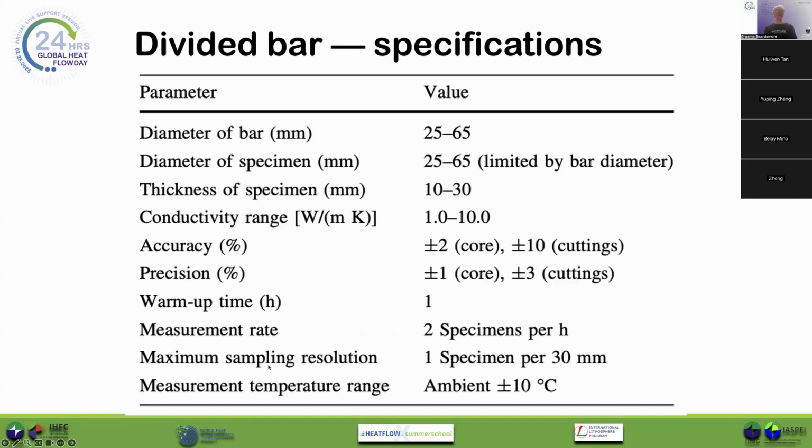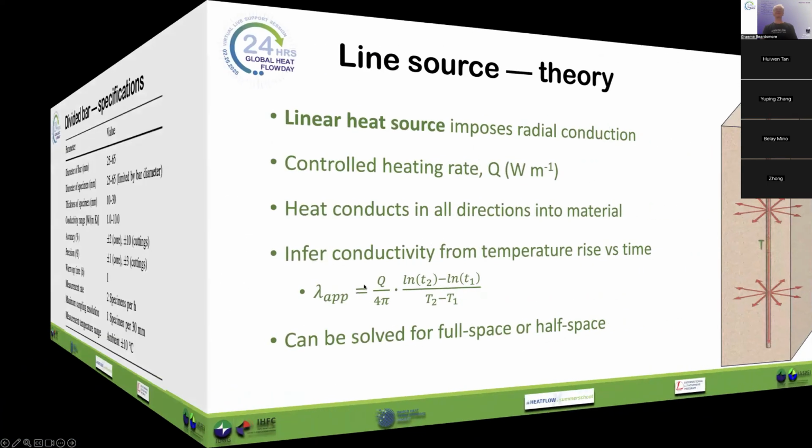And maximum sampling resolution. So you're getting 1 result per solid sample. So you're getting 1 thermal conductivity value per each about 30 millimeters of sample. The other instruments can be much finer resolution. But for divider bars, it's a fairly chunky 1 thermal conductivity measurement per several centimeters. And it's best to make the measurements under ambient conditions, plus or minus about 10 degrees. So that's divided bar.